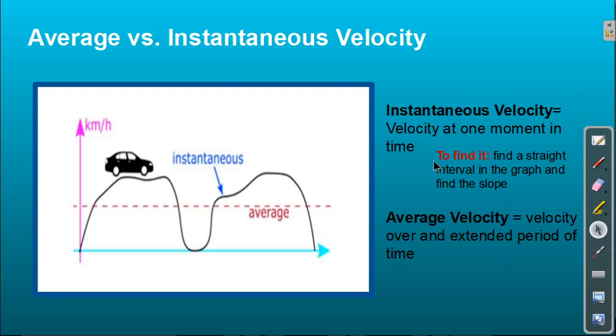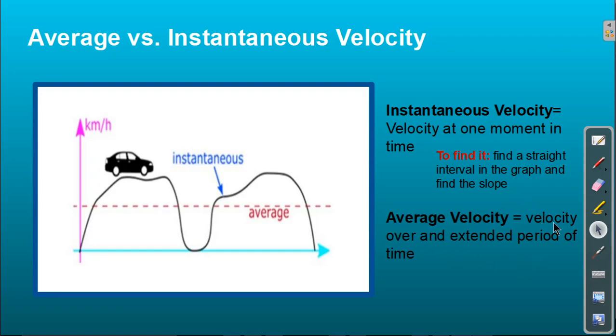But here's a definition. Instantaneous velocity is velocity at one moment in time. Every point right here is a moment in time. To find it, find a straight interval in the graph and find the slope. So you're going to have to calculate slope, and I'm going to go over how to do that in a minute. Probably you have covered this in math, and it should be a review for you.